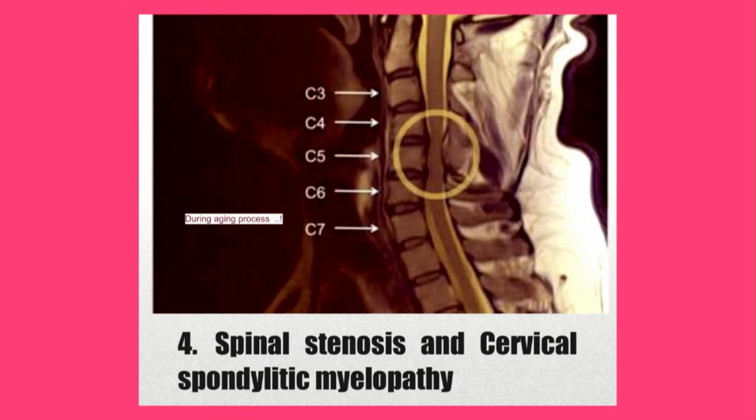In this condition, the fourth cause is spinal stenosis and cervical spondylotic myelopathy. This is an MRI of the cervical region showing spinal stenosis at the level between C4, C5, C6 with compression of the spinal cord.